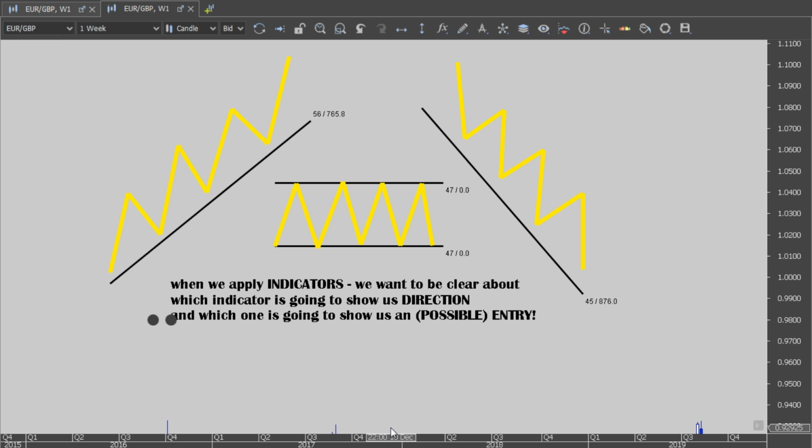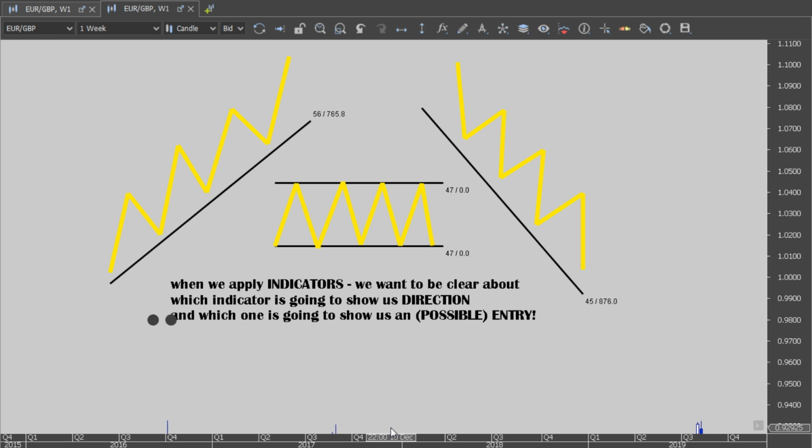If you're a beginner trader and you are learning how to use indicators, the first thing you need to understand is when we apply indicators, we want to be clear about which indicator is going to show us direction and which one is going to show us an entry, everybody.